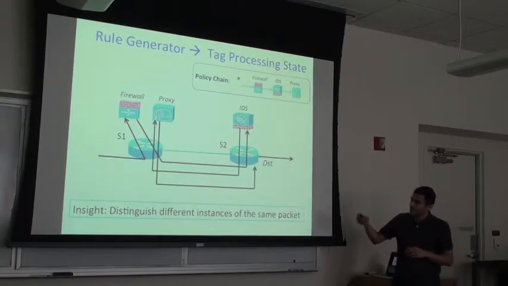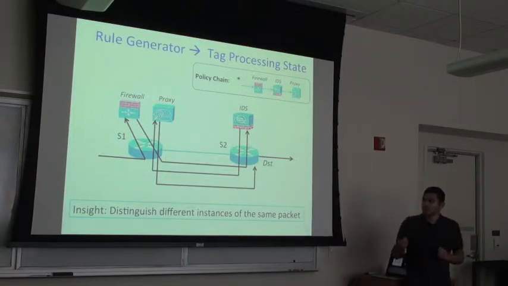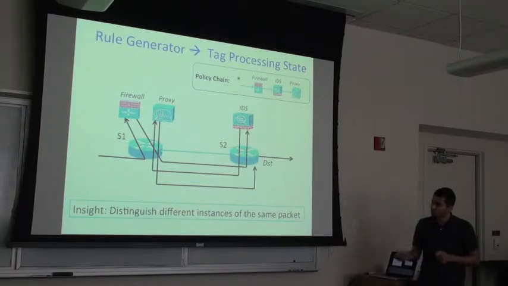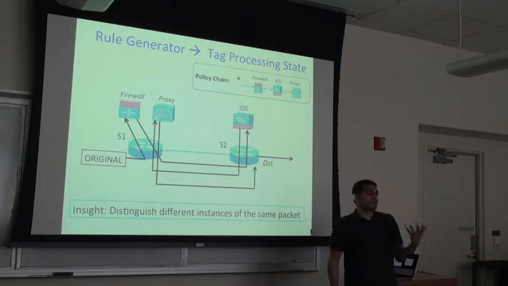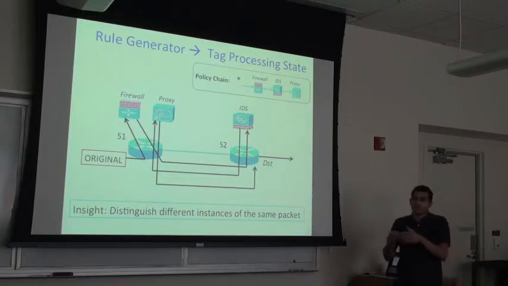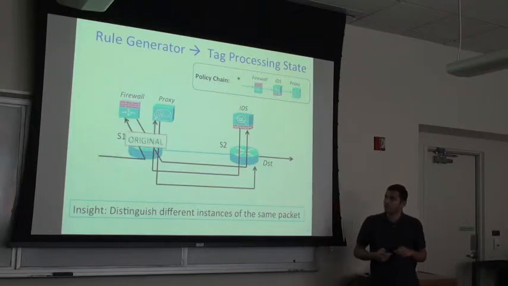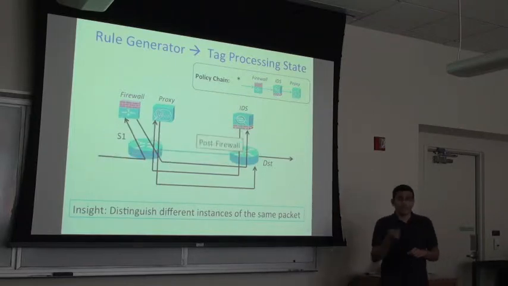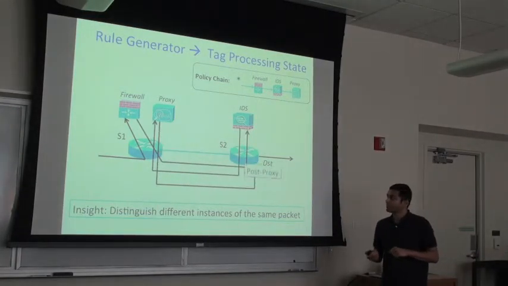So when we generate rules in the forwarding, in the data plane, we need to make sure that we can distinguish these different incarnations. Conceptually, imagine that we have a logical tag that lets you identify the processing state of this packet. When the packet comes in, it's in an unmodified, native state. Then as it goes through the network, we tag it and say, okay, it's gone through the firewall, it's gone through the IDS, and it's gone through the proxy.